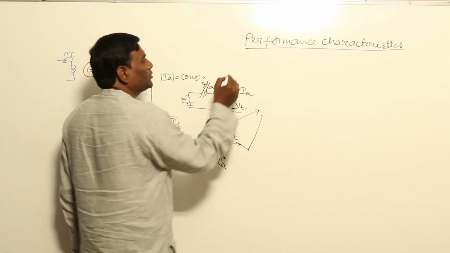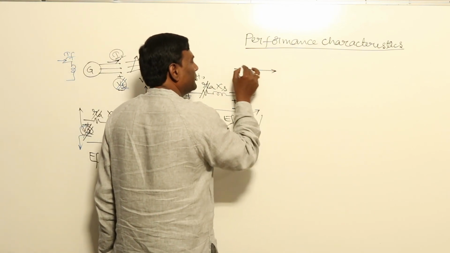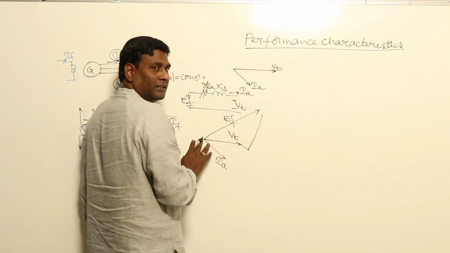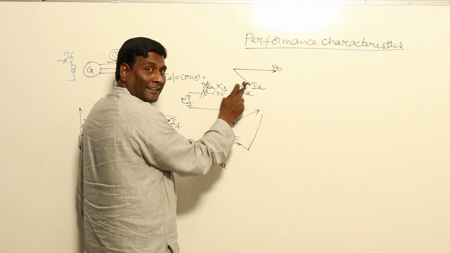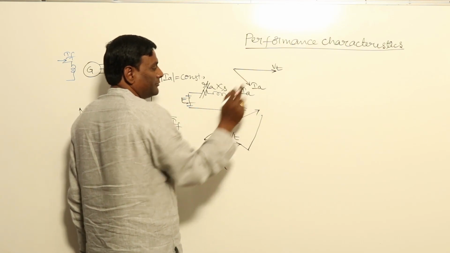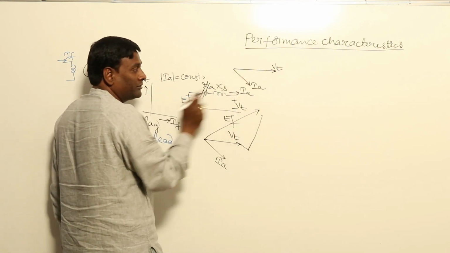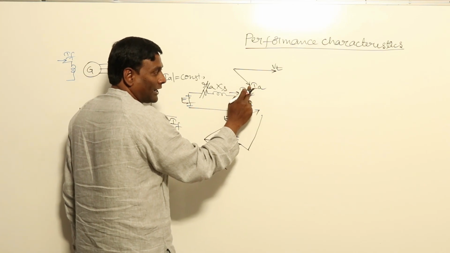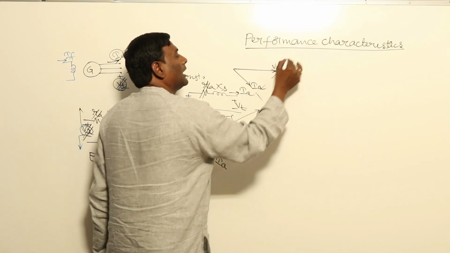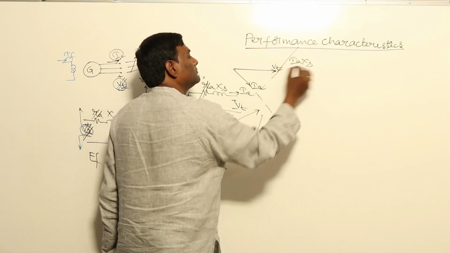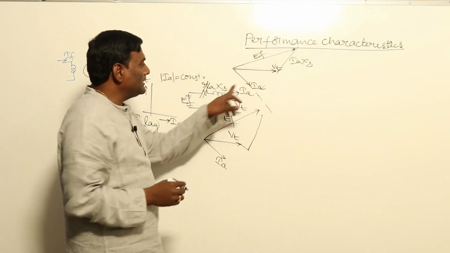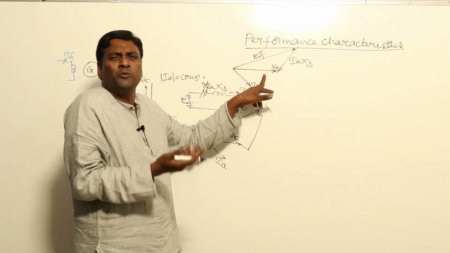Forget about this Ra because the X by R ratio is high. Under that condition, if I draw the phasor diagram, this is going to be Vt. If Ia is lagging, then Vt, Ia, Ra, Ia Xs. Ia Xs is 90 degrees leading, so Vt plus Ia Xs is going to be Ef. So at lagging conditions, the Ef magnitude is more compared to Vt.